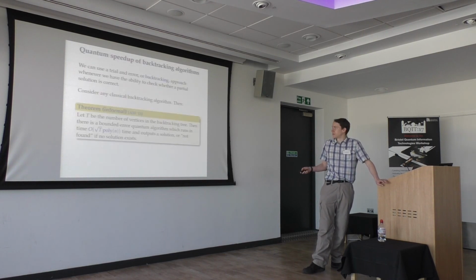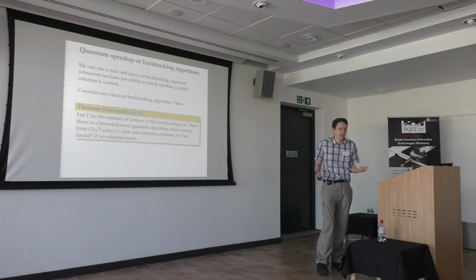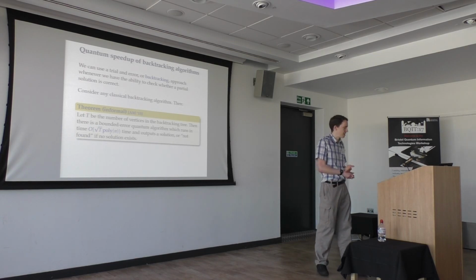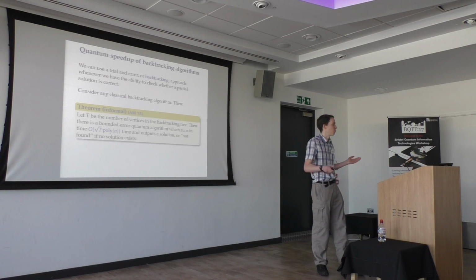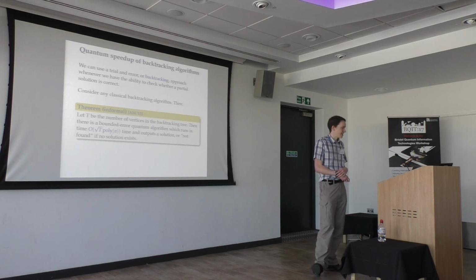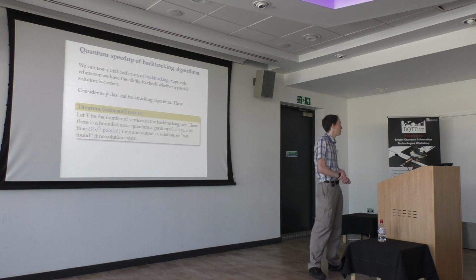And also, the runtime is in terms of the number of vertices in the whole tree, and the classical algorithm might not explore the entire tree. Like maybe it stops when it finds a solution, and maybe the solution is found very, very early on. So in that case, the quantum runtime might not be the square root of the classical runtime. It might be a bit worse.